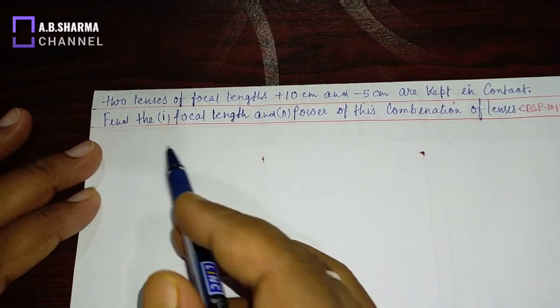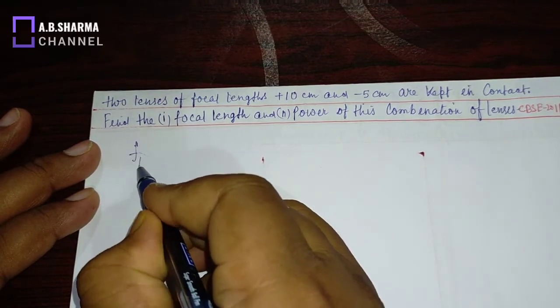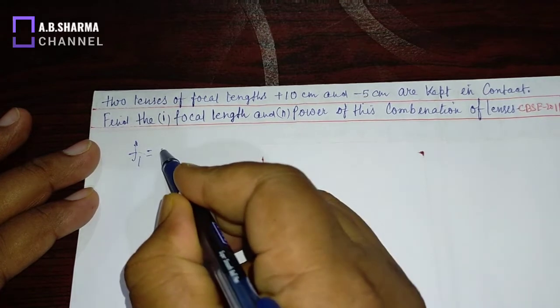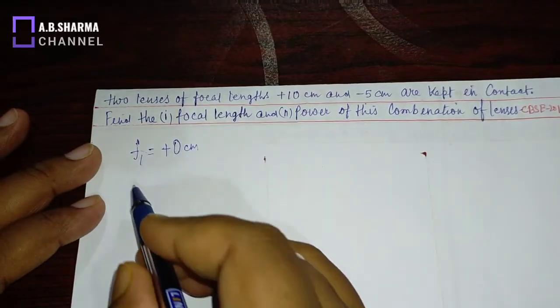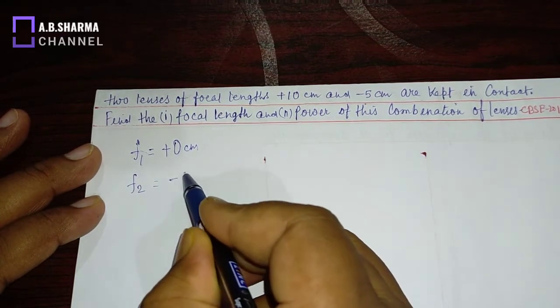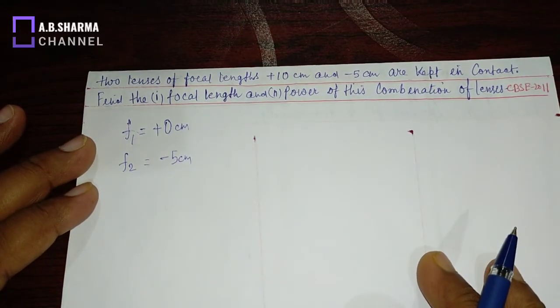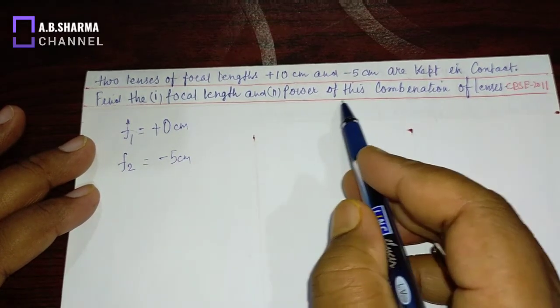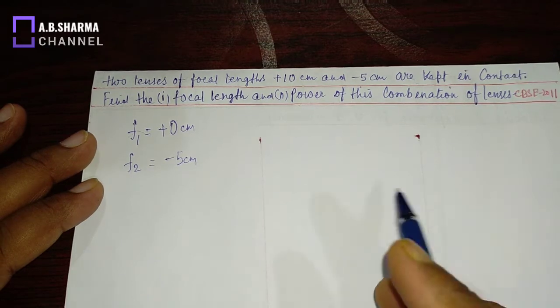Now solve this question. Two lenses, let one is f1, focal length of lens 1 is given plus 10, and focal length of second lens is given, let this is f2, this is given minus 5 centimeter. And we have to calculate power of combination of lenses and focal length of the combination.